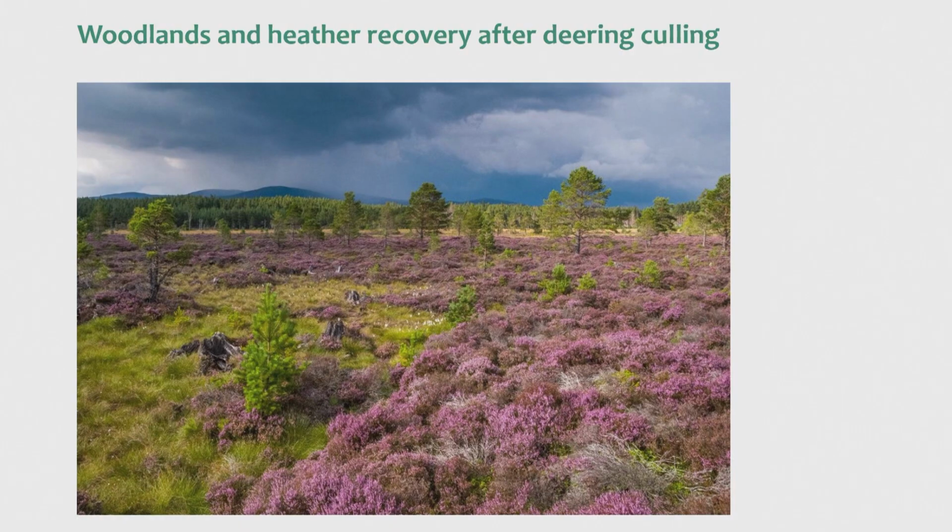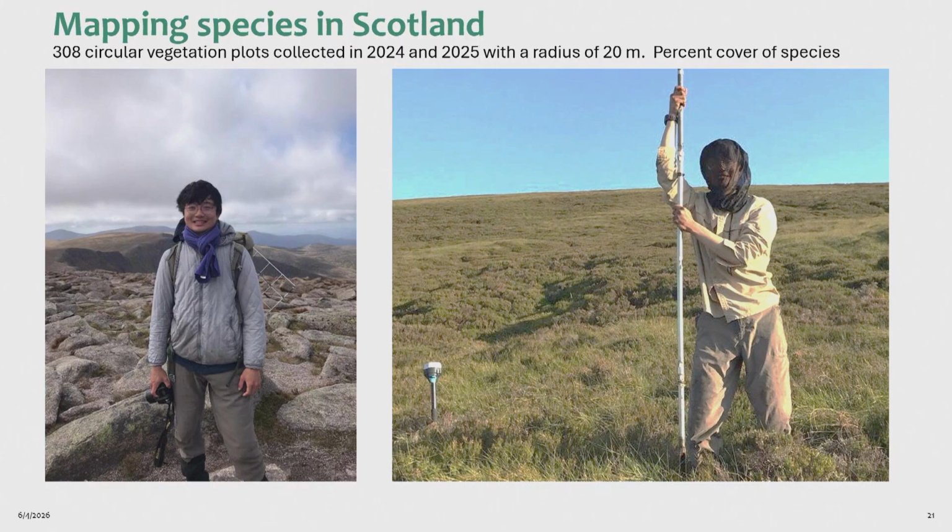And this is what it looks like if you take the deer numbers down. You can see the pine trees are spreading, and this purple flower is heather, a shrub which is sort of a bit of a nuisance because it blocks forest regeneration if it's too dense. Here's Alan in rain and in sunshine doing some very simple vegetation plots, 308 vegetation plots, and measuring the cover in this landscape, including the forests themselves.